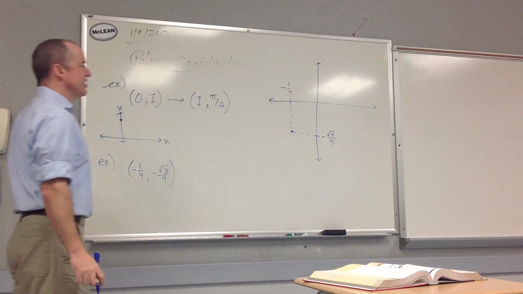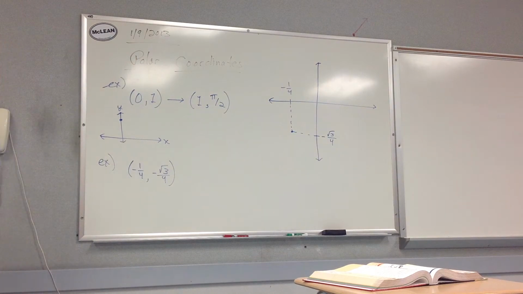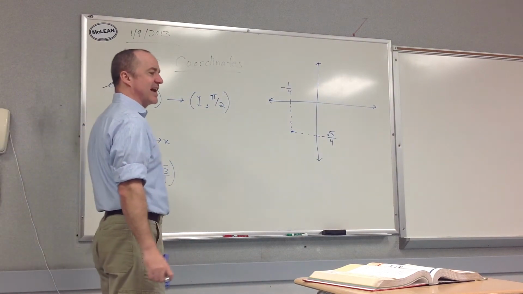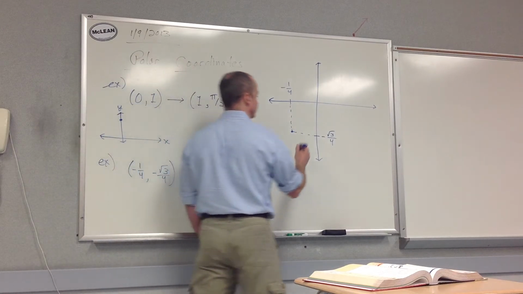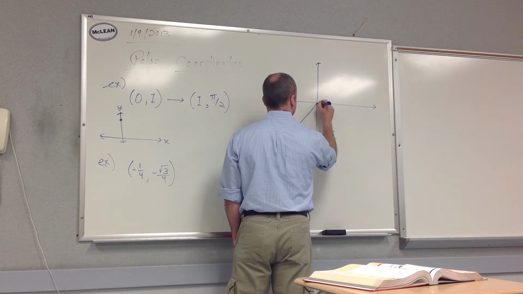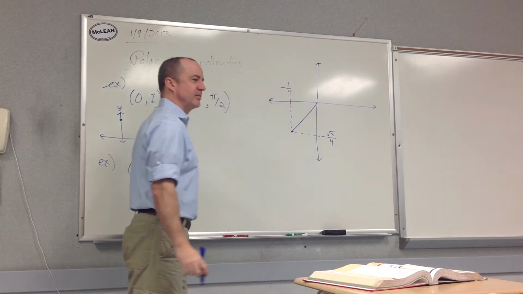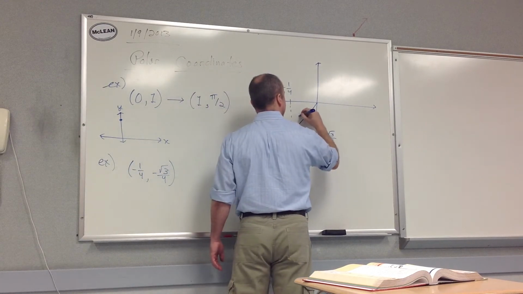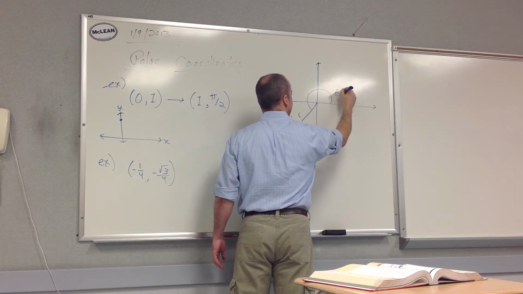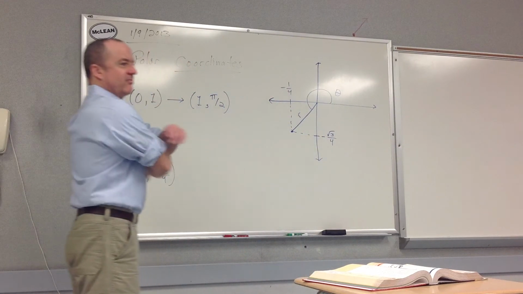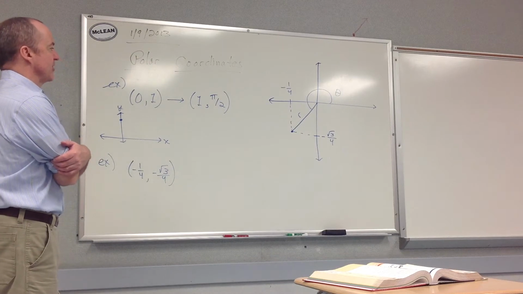Based on your extensive knowledge of the unit circle, is there a hint on whether or not you can find this one exactly? 3 over 4, 2. There may be an Easter egg here, but we're looking for this length r and this angle theta. Do we give up and pull out the calculator?